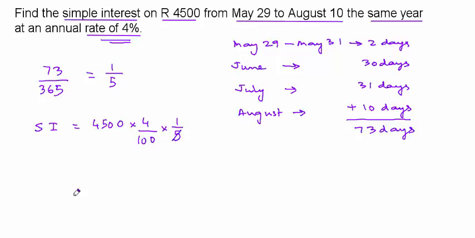So this is going to be cross off the 5 with the 4,500, 5 times 900 is 4,500, so 900, and then 900 divided by 100 is 9. 9 times 4 is 36. So this is equal to 36 Rand. That's the interest earned over this period.